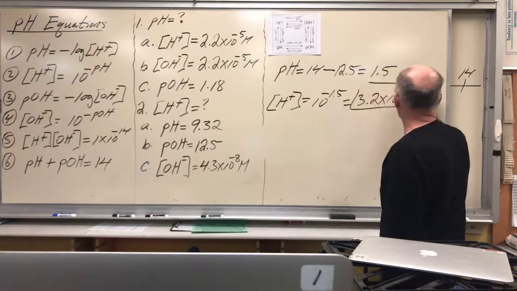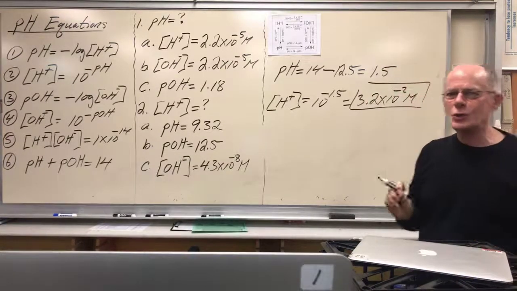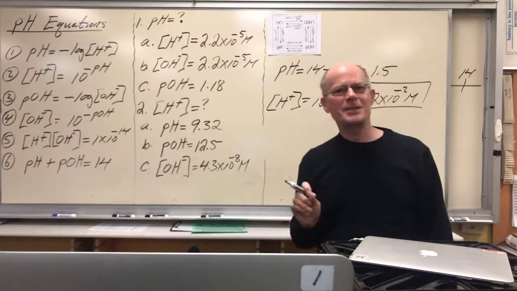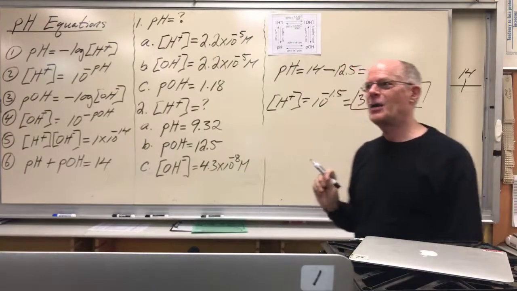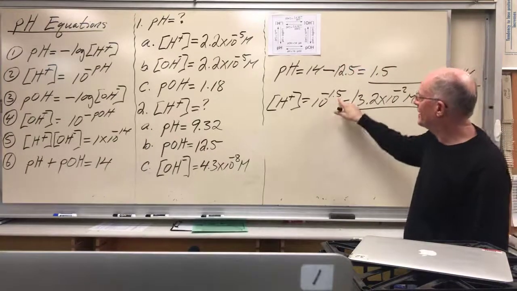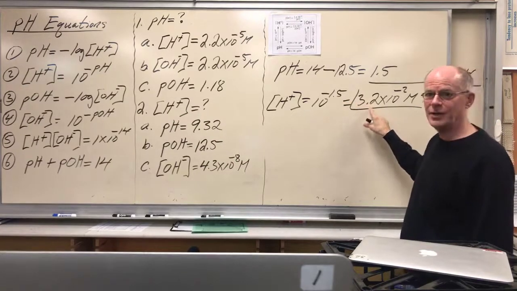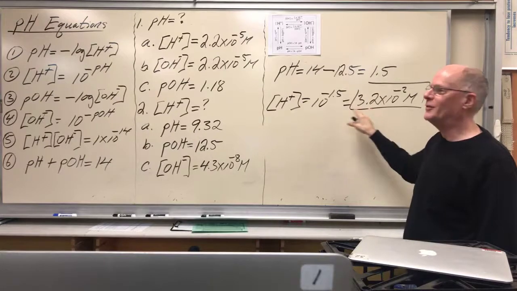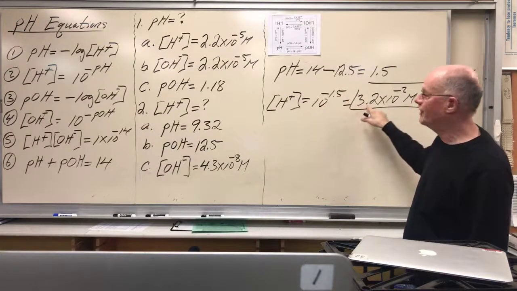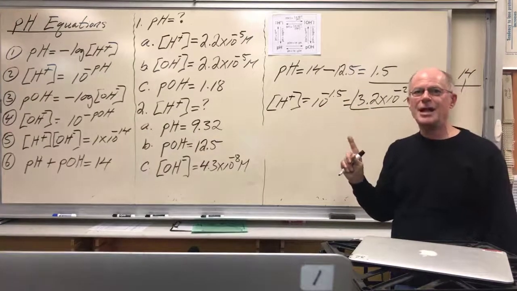But for those of you paying close attention, you might notice there's a little discrepancy here with sig figs. If this has only one decimal place, then this should have only one significant figure, but let's not worry about that.